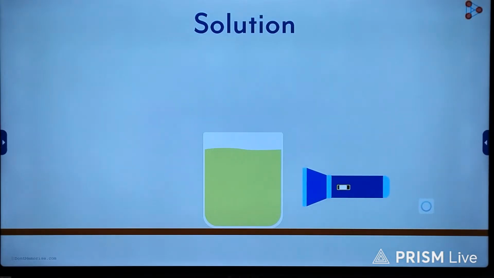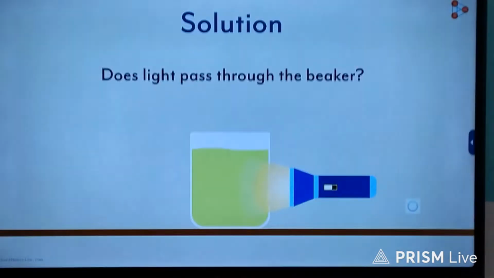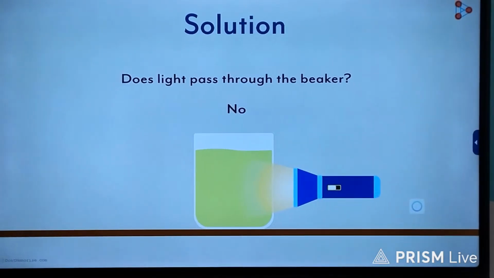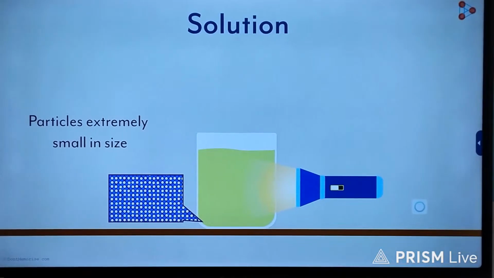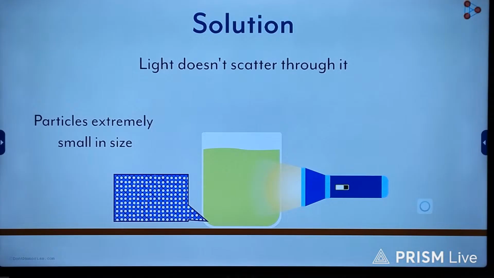Now that we know how these tiny particles are evenly distributed, let us look at another characteristic. Take the torch and let the beam pass through the beaker which has the lemon juice. Can we see the path of light passing through the beaker? No, right? Why is this so? Well, the reason is quite simple. Particles of the solution are extremely small in size. Due to their tiny size, they cannot scatter the beam of light passing through the solution. What can we deduce from this experiment? A solution does not scatter a beam of light passing through it.